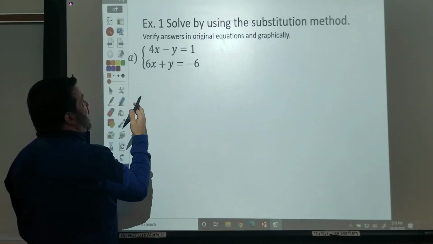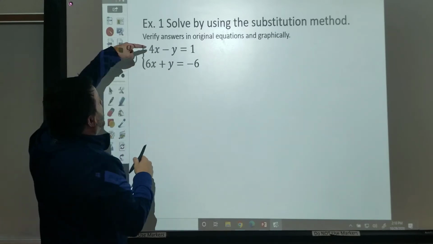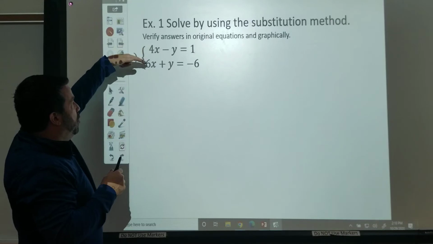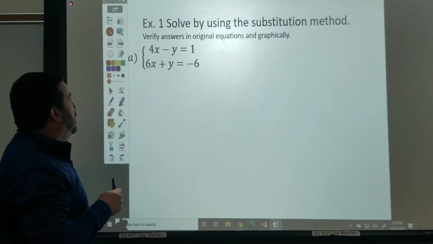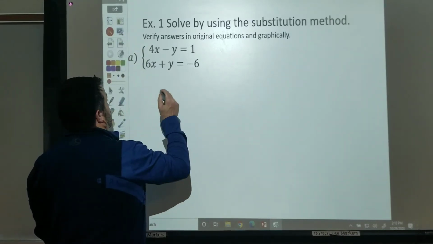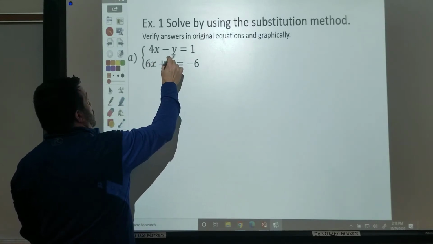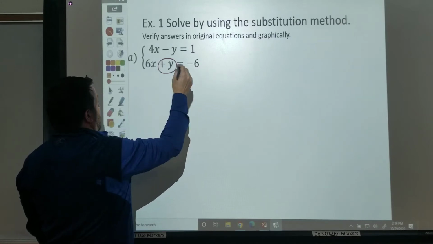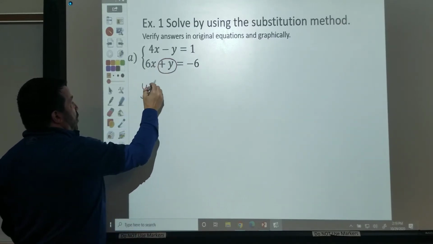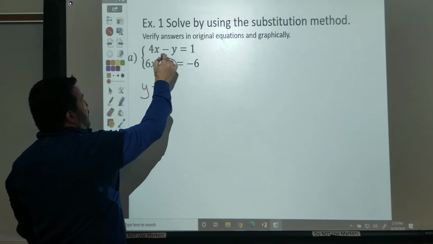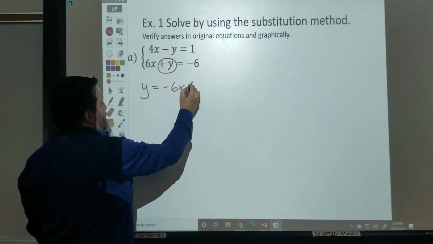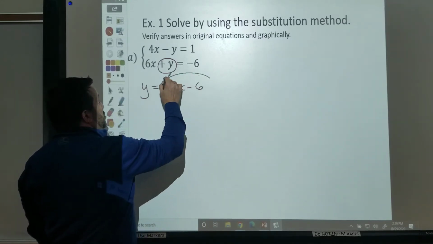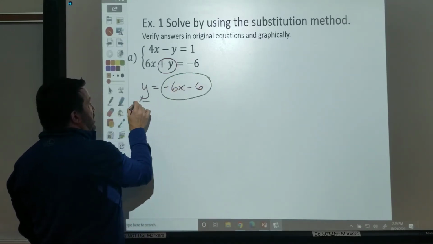It doesn't really matter, but I wouldn't solve for x in either one of these because I'm going to end up having to divide by a 4 or a 6 if I do that. Again, it doesn't really matter which one you do. If I solve for this one, it's a positive 1y, then all I have to do is move the 6x to the other side. So the first step is to get y by itself. So y equals, if I move the 6x to the other side, negative 6x minus 6. So that's step 1. And then I'm going to substitute that expression in for y.